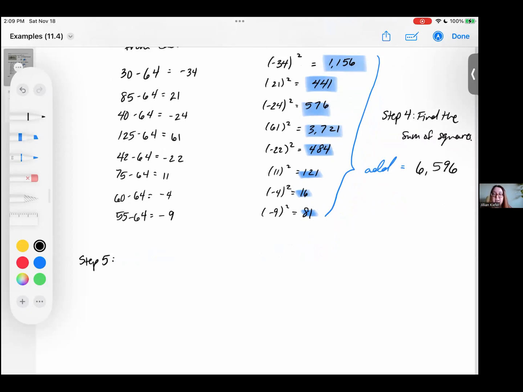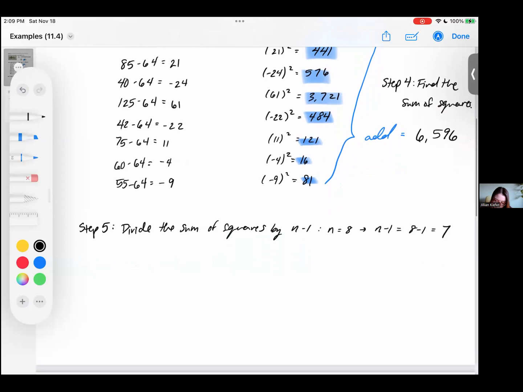Step 5 is to take the sum of squares and divide by n minus 1. So divide the sum of squares by n minus 1. N minus 1 in our case, we know that n is 8. So that means that n minus 1 will be 8 minus 1, which is 7. So the n minus 1 value for us is going to be 7.